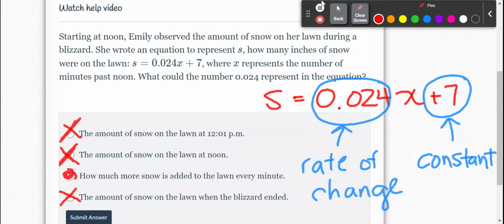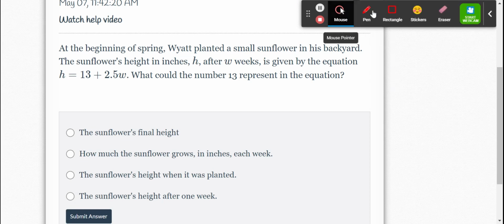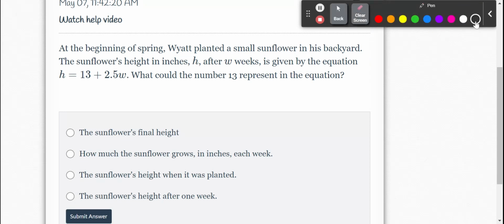Okay, let's go to the next one. Okay, here we have this second example. At the beginning of spring, Wyatt planted a small sunflower in his backyard. The sunflower's height in inches h after W weeks is given by the equation h equals 13 plus 2.5 W. What could the number 13 represent in this equation? So let's just rewrite our equation down here so we can piece out some of the parts that make up this equation.